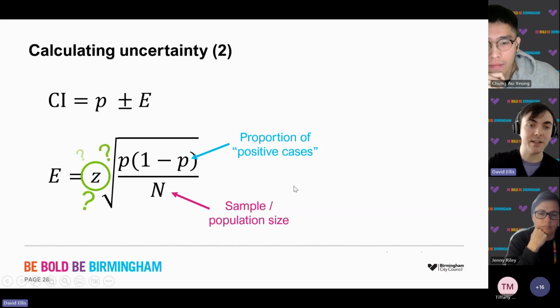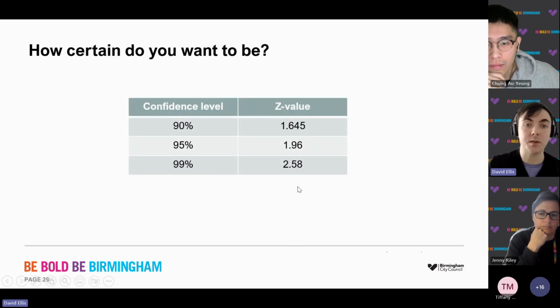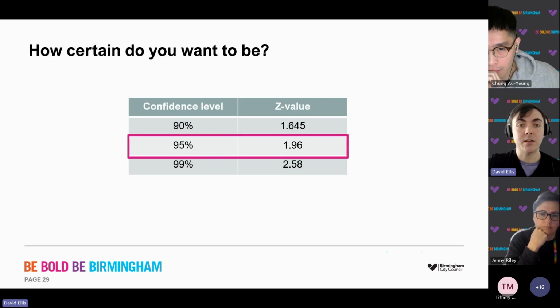And then we have this mystery value Z. Now, what does Z mean? Well, Z we get to choose. And we choose Z depending on how confident we want to be. So, for example, if we want to say that we're 90% sure that the value lies between this range, then we use a value of 1.645. If we want to be 99% confident, then it's 2.58. So we see that as we want to be more confident, our Z value increases. And so therefore our uncertainty, our confidence intervals also increase because we need to take into consideration a larger range of values. And so typically we tend to use a value of 1.96. So we're typically looking for confidence intervals of 95%.